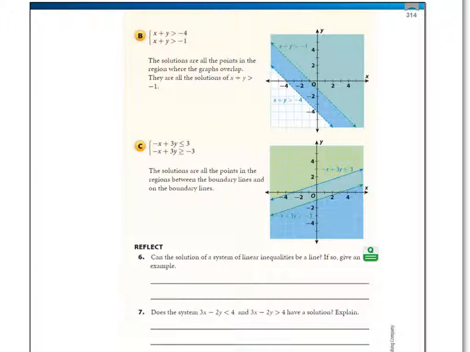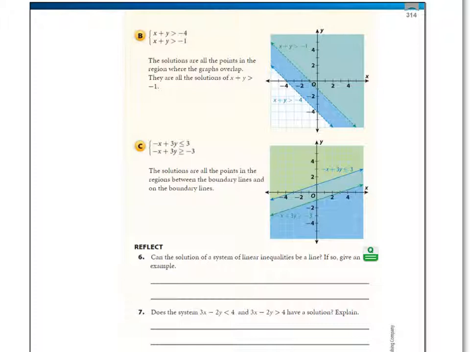Example B shows you one way that they can overlap. You shaded above both lines, so the region that they have in common is actually this part above the second line. So this one does have solutions. The third is when it's shaded in the middle. So this one also has solutions. So again, the only time with inequalities that parallel lines mean no solution is when the shaded regions don't overlap.